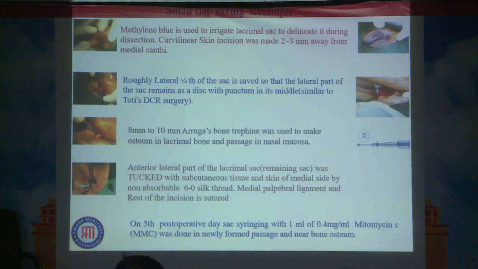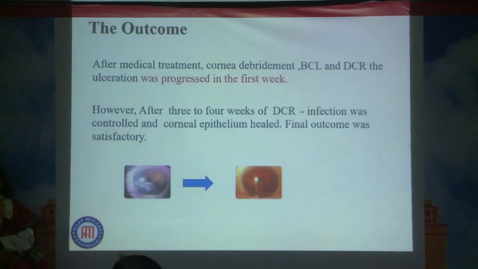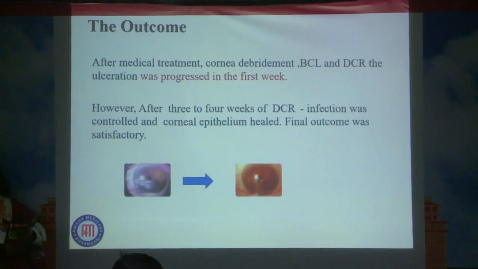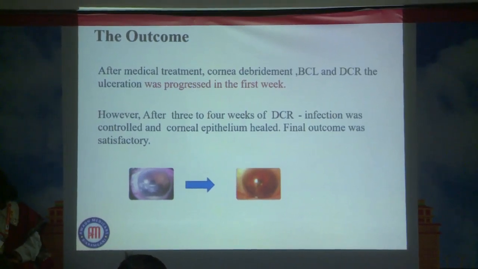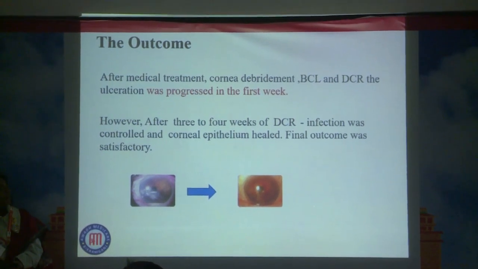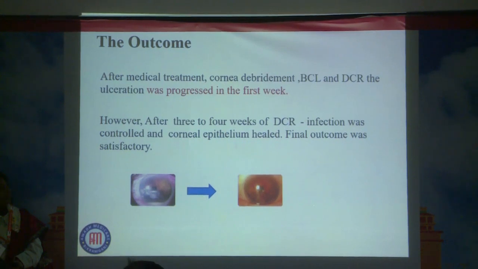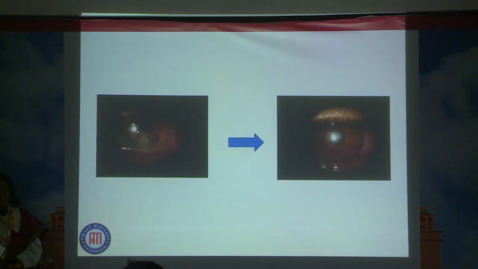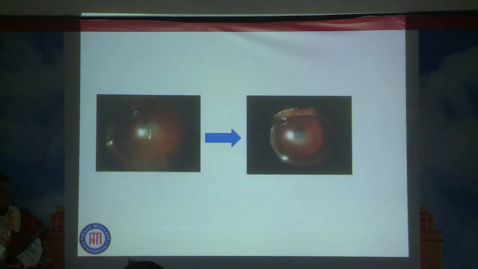Usually I do DCR by a small flap shaving technique which I have developed from 3000 cases. The outcome is, after medical treatment, corneal debridement, BCL, and DCR, ulceration progressed in the first week. However, after 3 to 4 weeks of DCR, infection was controlled and corneal epithelium healed, and the final outcome was satisfactory. These are a few example cases, before healing and after healing.